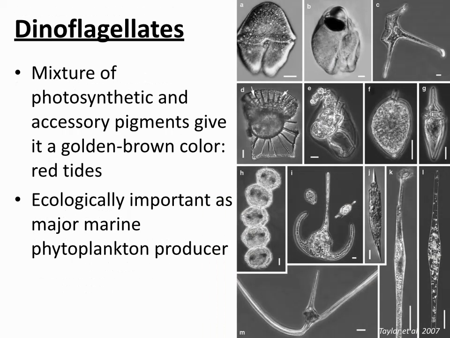A mixture of photosynthetic and accessory pigments gives dinoflagellates a golden brown color. For species with red pigmentation, this shows up in the red tides mentioned earlier. They are ecologically important as major marine phytoplankton producers, second only to diatoms. This makes them marine primary producers, and they contribute to the foundation of the aquatic food web.